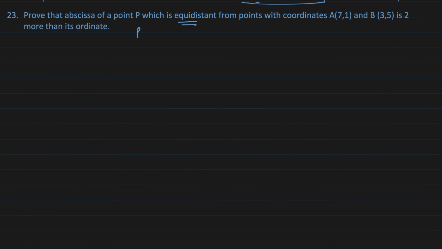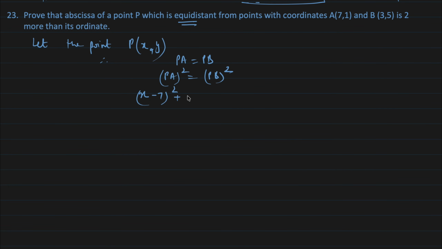So abscissa, you know, a point. Abscissa is the x coordinate, right? So I'll write over here, let the point P be (x, y). Okay, so as P is equidistant, what is given to you is that PA equals PB. Okay, so I can also say this implies PA square equals PB square. Fine. So let's find out PA. So x minus 7 whole square plus y minus 1 whole square, right, is equal to x minus 3 whole square plus y minus 5 whole square.